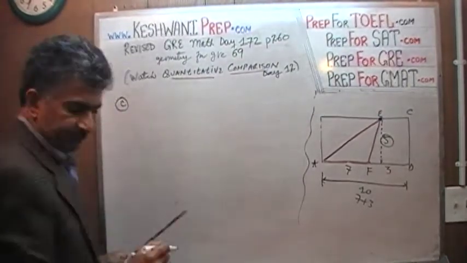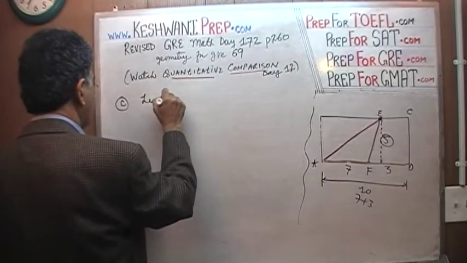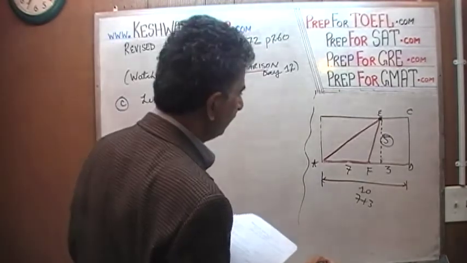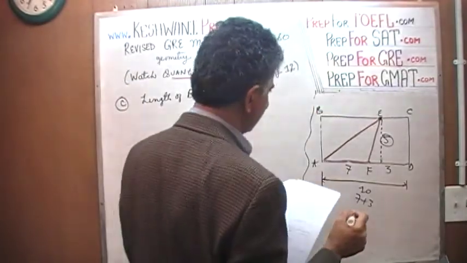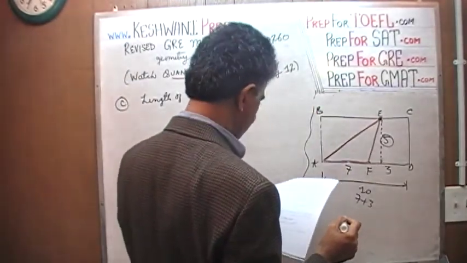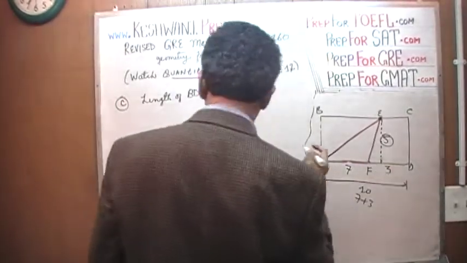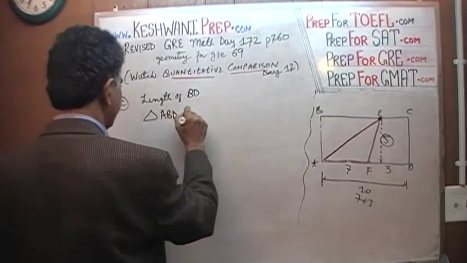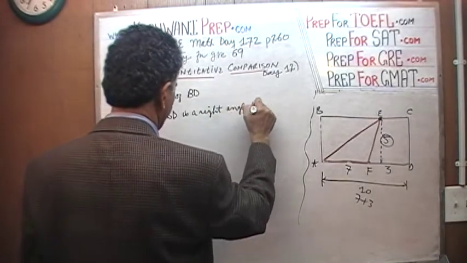In part C, they're asking us the length of BD. Length of BD. B to D, where is BD? This must have been B. Length of BD. Alright. ABD is a right angle triangle. Triangle ABD is a right angled triangle.